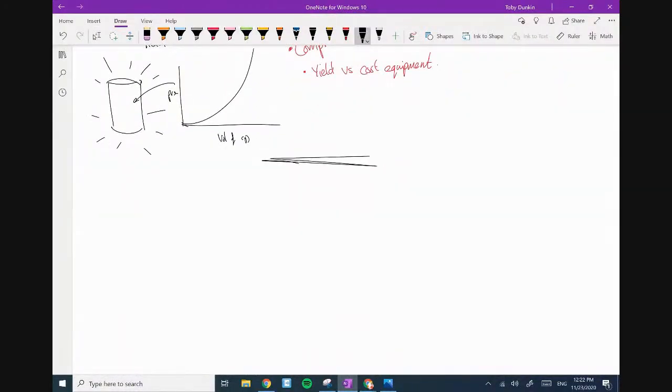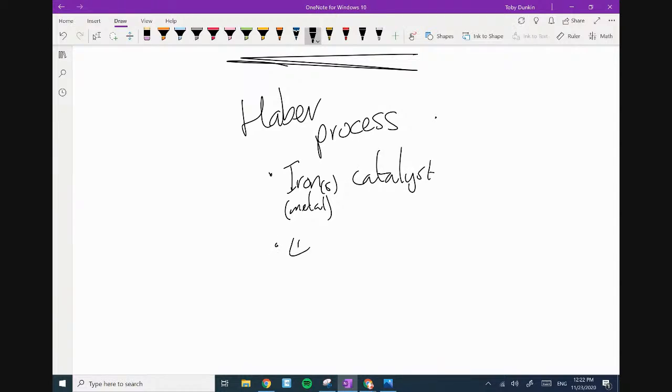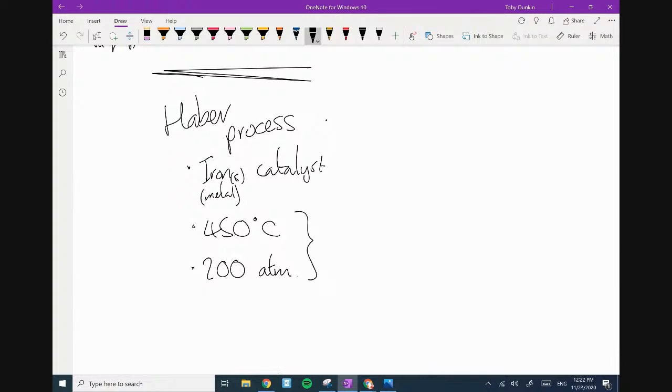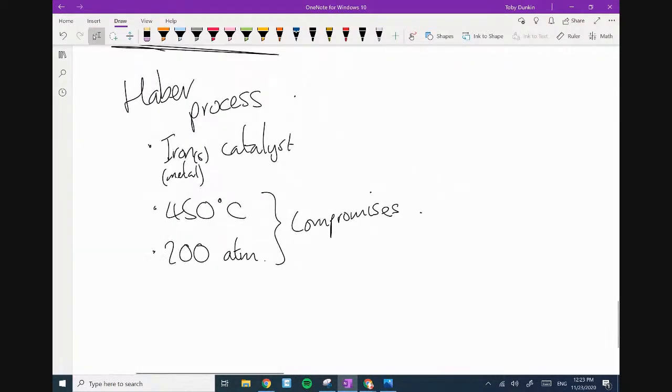So in summary, let's summarize the Haber process. Summary. Iron metal catalyst, 450 degrees Celsius, 200 atmospheres. Both of these here are compromises. One in terms of the temperature, the yield versus the rate, and the other is the yield versus the cost. That sums up the Haber.